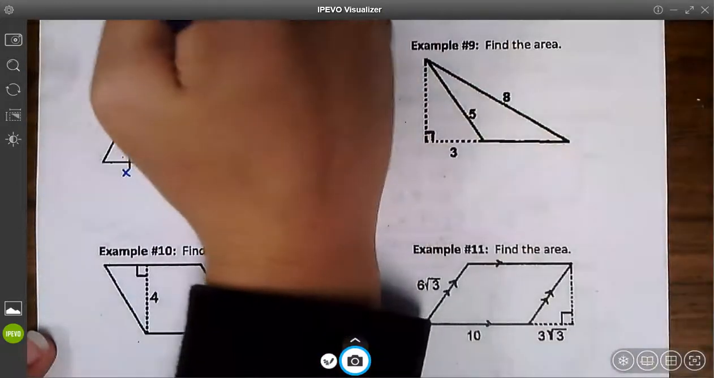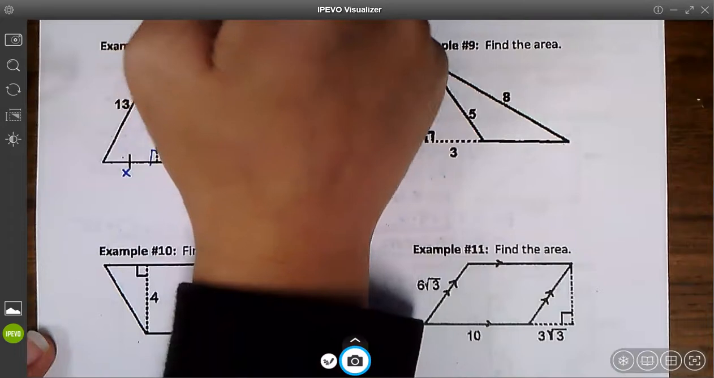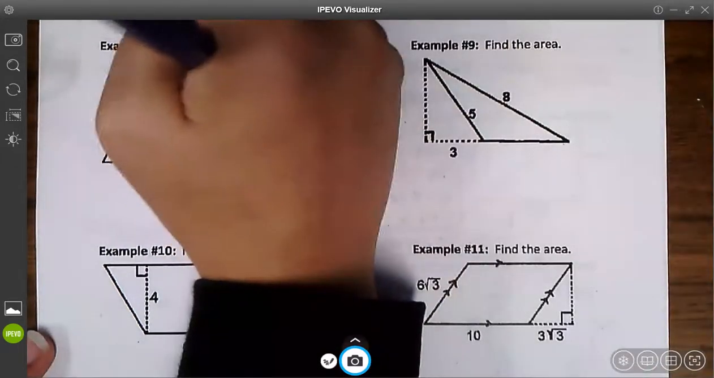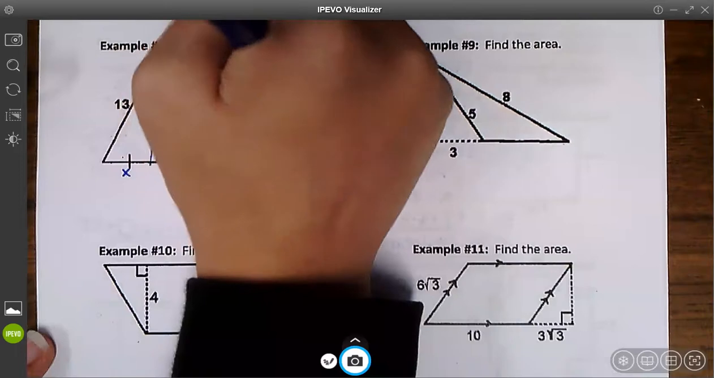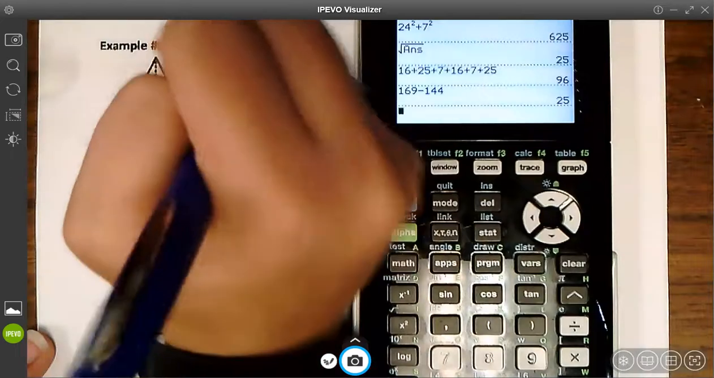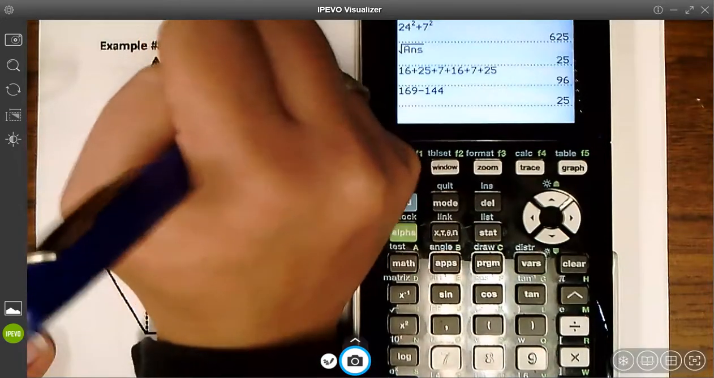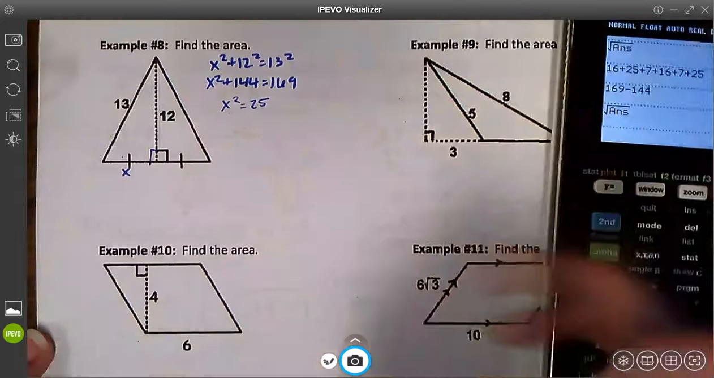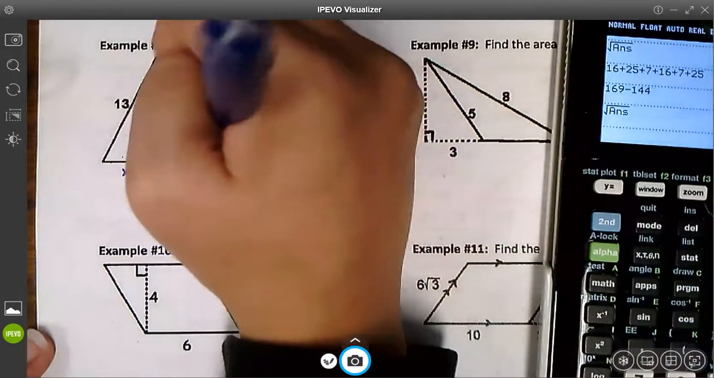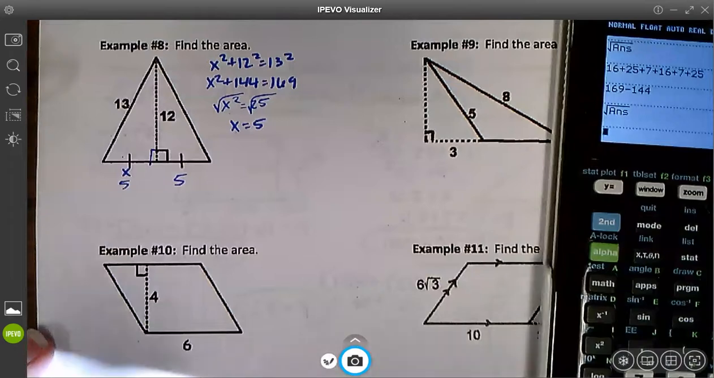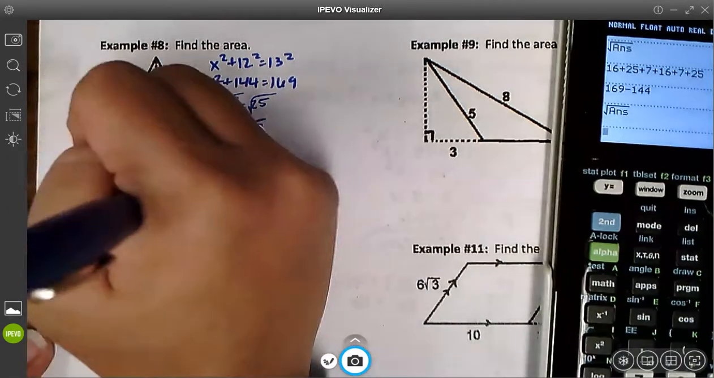So we have x squared plus 12 squared equals 13 squared. X squared plus 144 equals 169. Subtract the 144 from both sides, and you get 25. Take the square root of 25, and you get 5. So since this is 5 and this is 5, then our whole base is going to be 10.